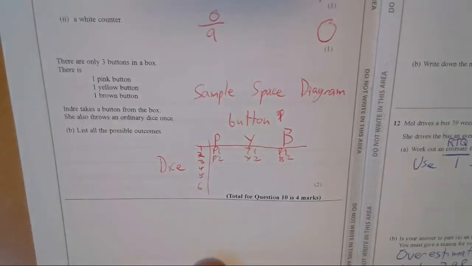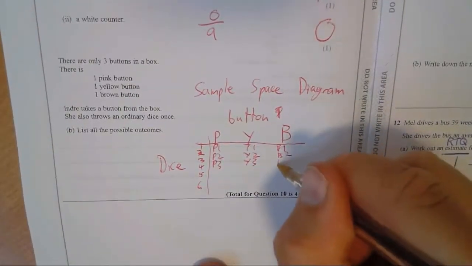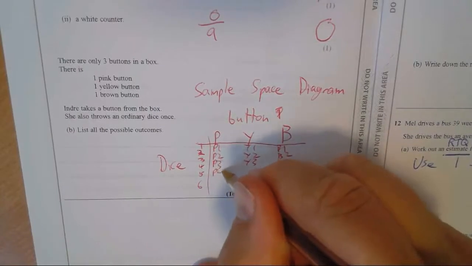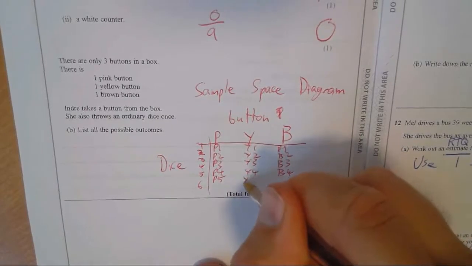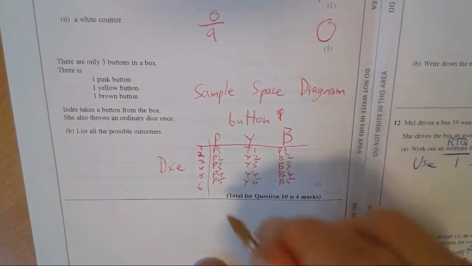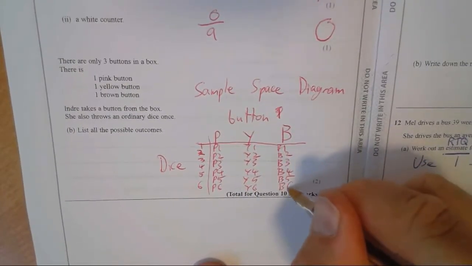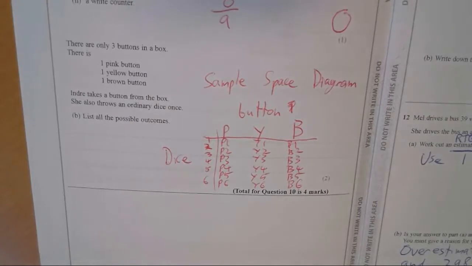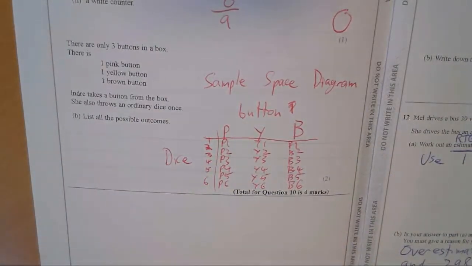I know it seems like a long thing, but this is what you need to write out. P3, Y3, B3, P4, Y4, B4, P5, Y5, B5, and P6, Y6, B6. You need to have written out in some form, like pink and 1, yellow and 1, brown and 1, all 18 possible things that could happen.